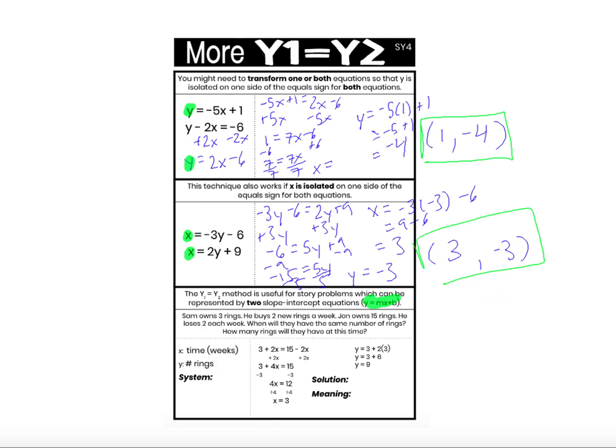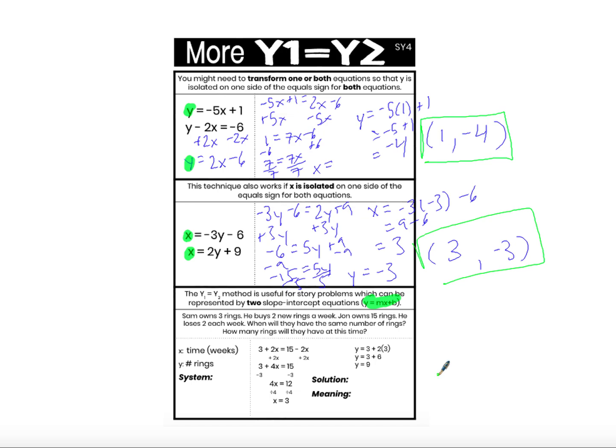So if you have a situation where you're given a start value and a rate of change, and a start value and a rate of change, probably that will become a y1 equals y2 system. So looking at this one, Sam owns 3 rings. He buys 2 new rings a week. John owns 15 rings. He loses 2 rings a week. When will those 2 people, Sam and John, have the same number of rings? How many rings will they have?